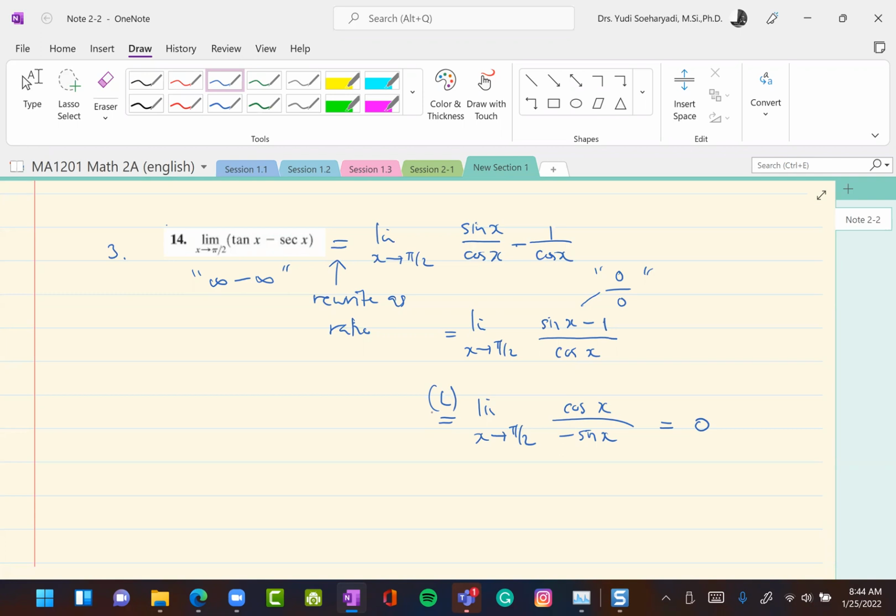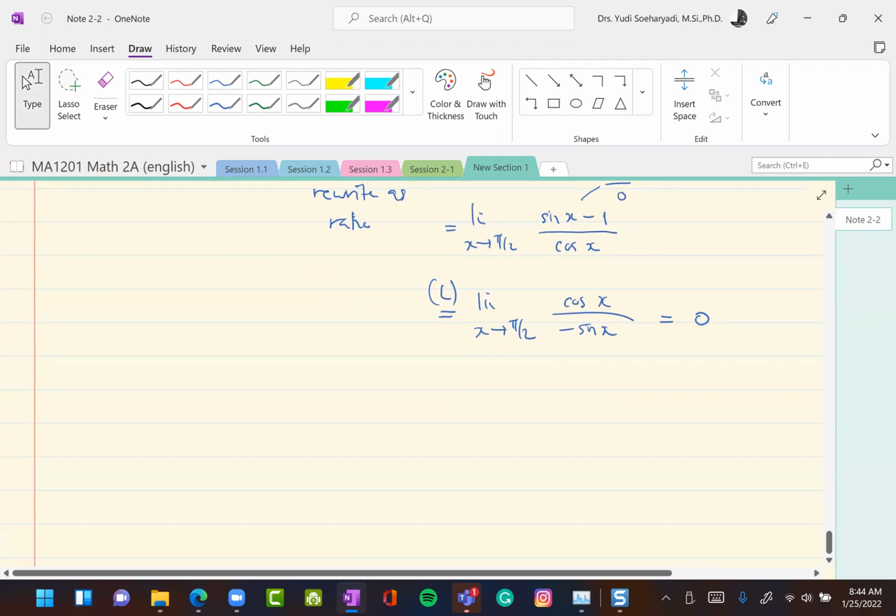So the idea is to rewrite the limit as a ratio, then applying the L'Hopital rule. As a ratio. Then attempt to use L'Hopital rule. Okay.